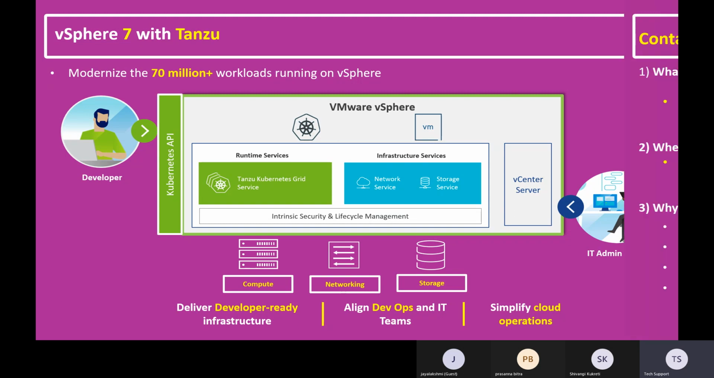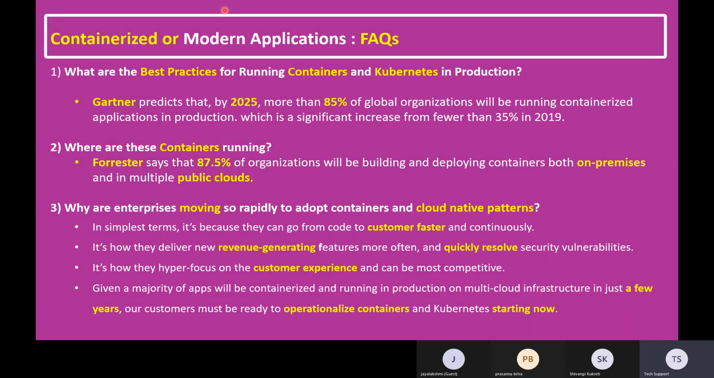Okay. So the most common containerization and modern application questions, I just highlighted here. What are the best practices for running containers and Kubernetes in production? Gartner is one of the IT infrastructure survey organizations. Technology surveys are always conducted by Gartner and Forrester, the most popular organizations. Gartner predicts that by 2025, more than 80% of global organizations will be running containerized applications in production, which is a significant increase from fewer than 35% in 2019.